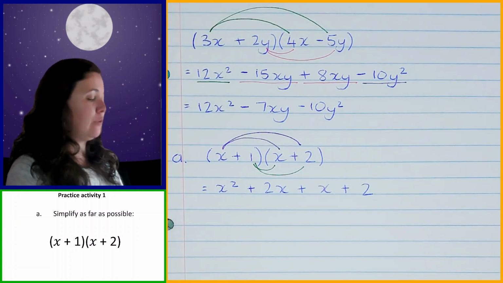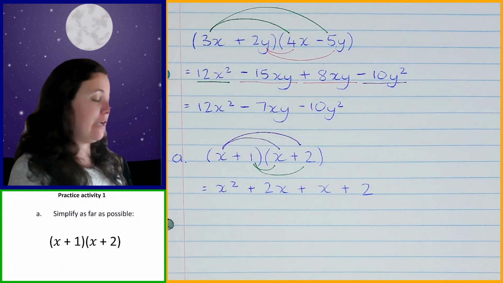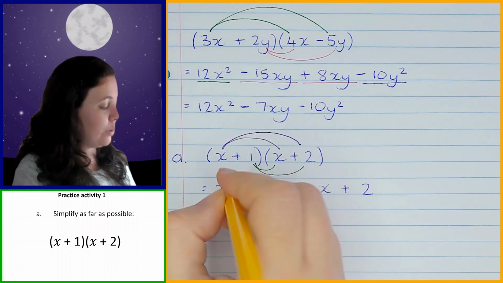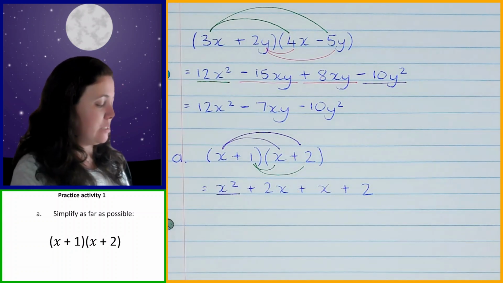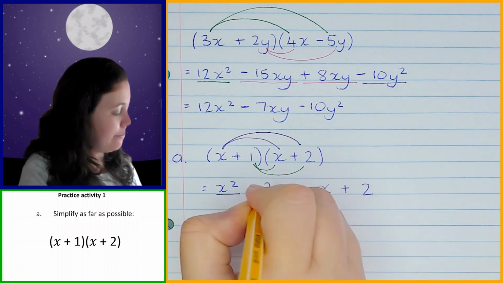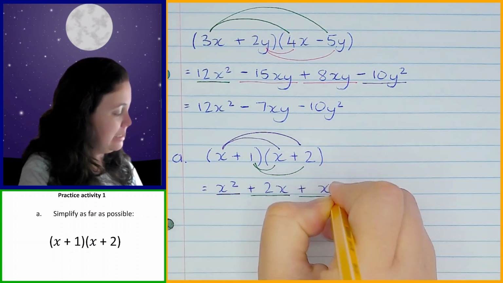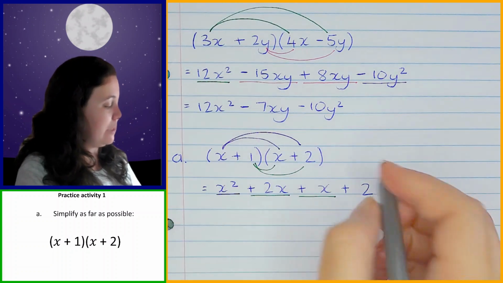Okay, so that's what you should get when you do your multiplication. Now I need to go and check for any like terms. So I've got x squared over here, and there are no other x squareds. Then I've got plus 2x and plus x, and then I've got plus 2.